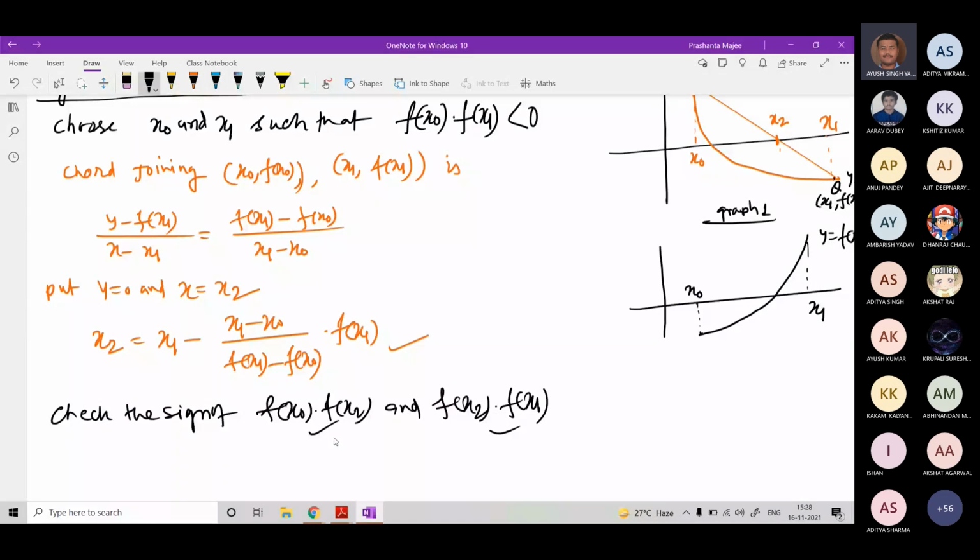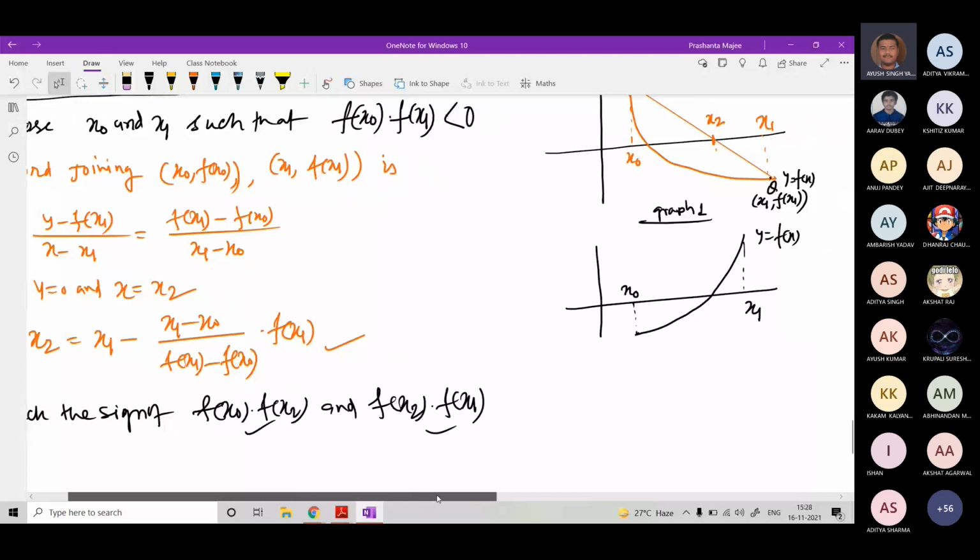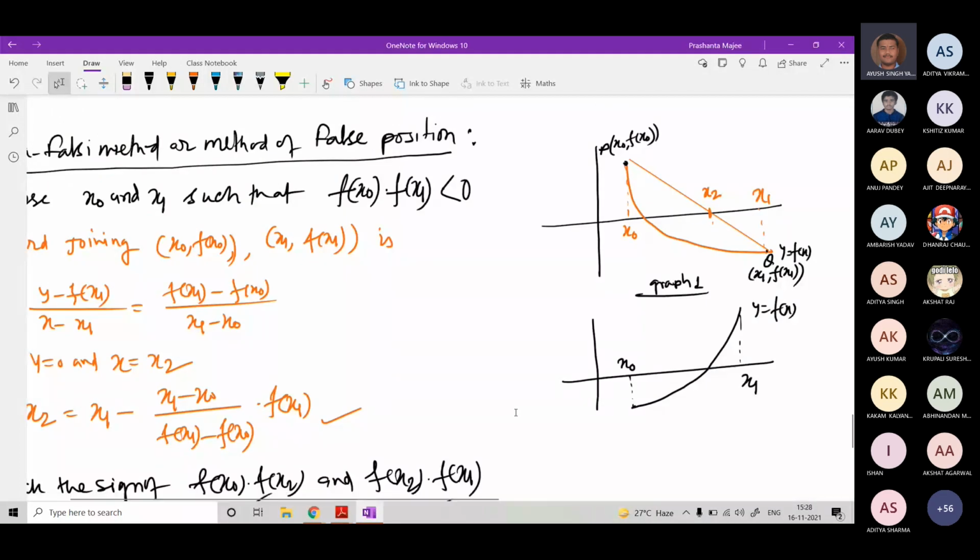Look at this graph, first look at graph 1, and tell me: you got x2 using x0 and x1. To find the next iterative value x3, which two values will you use? x0 and x2, because the values at x0 and x2 are of opposite sign. So now the root will be lying in x0 to x2.